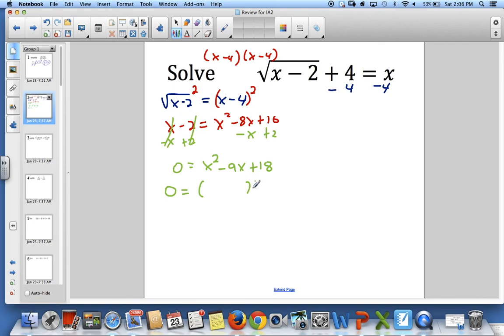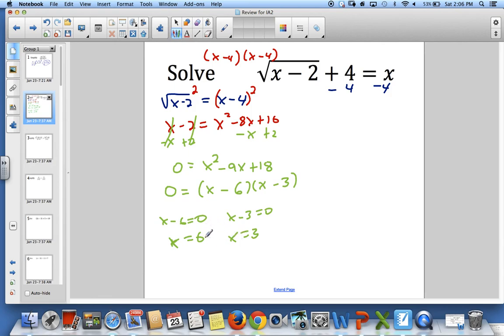When we do this, we're going to look at this and have x and x. Look for two numbers that multiply to 18 and add to 9. That's going to be 6 and 3. And they're both negative. So to solve this, I say x minus 6 equals 0, which means x equals 6. And x minus 3 equals 0, x equals 3. So 6 and 3 would be our solutions.